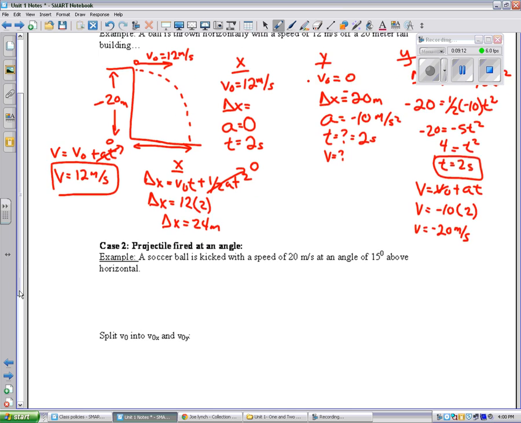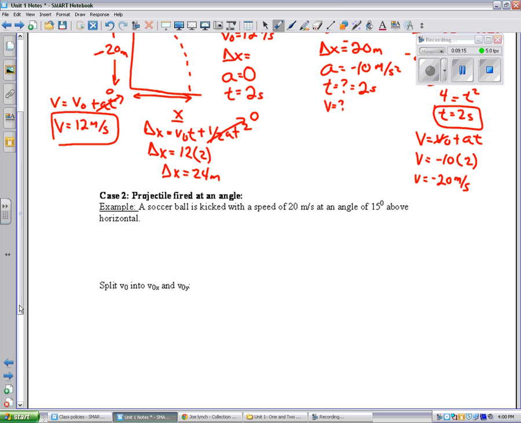Now, case 2 is a projectile fired at an angle. So that might look something like this. We have a soccer ball kicked with a speed of 20 and an angle of 15. So we're going to say v0 is 20 and an angle of 15 degrees. And then it's going to go up, and it's going to land over here someplace. Okay, so something like that.